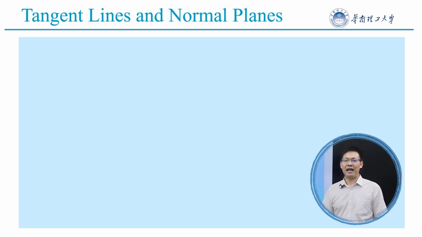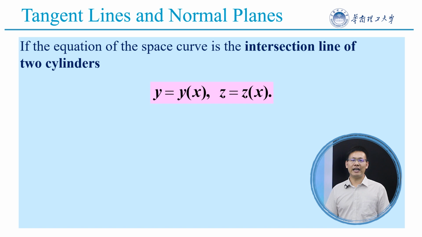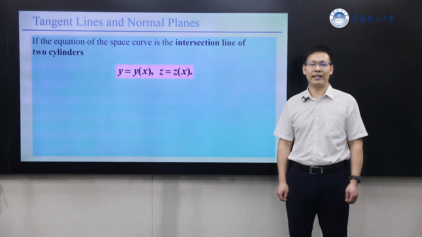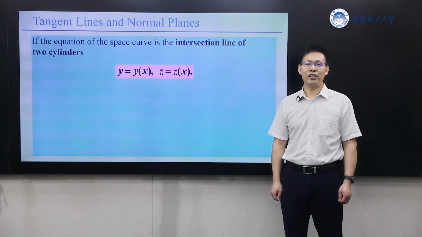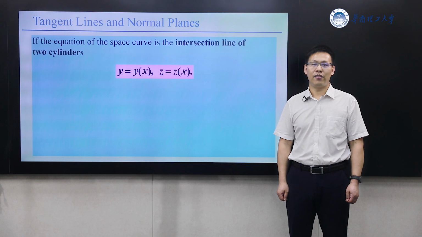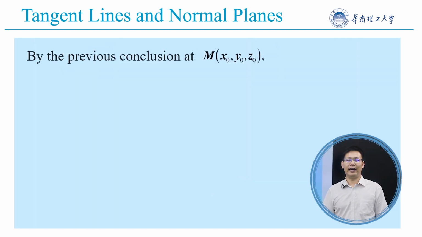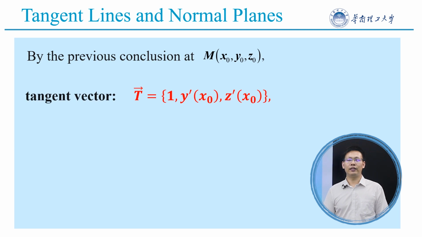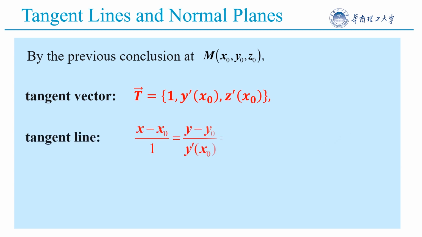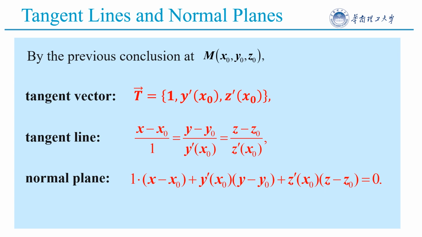Now we consider a special case. The curve is the intersection line of two cylinders, y equals y(x), z equals z(x). In fact, we regard x as a parameter. Then the parametric equation of the curve is this kind. By the previous conclusion at M, the tangent vector is T = (1, y'(x0), z'(x0)). So the equations of tangent line and the normal plane of the curve at point M are as follows.